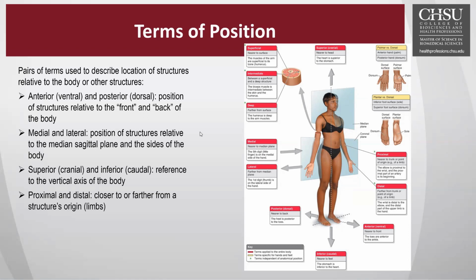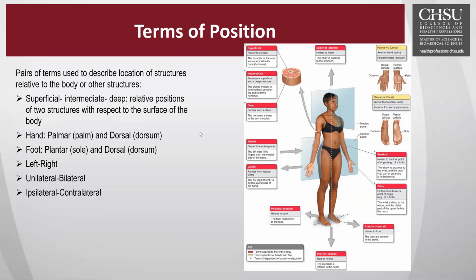Proximal, distal, this one is really specific to the limbs. All right, so proximal is closer to the origin of the limb. So think about your shoulder being proximal to your elbow, and then distal would be further away from the origin of the limb. So your ankle joint, for example, is distal to your hip joint, distal to your knee joint.